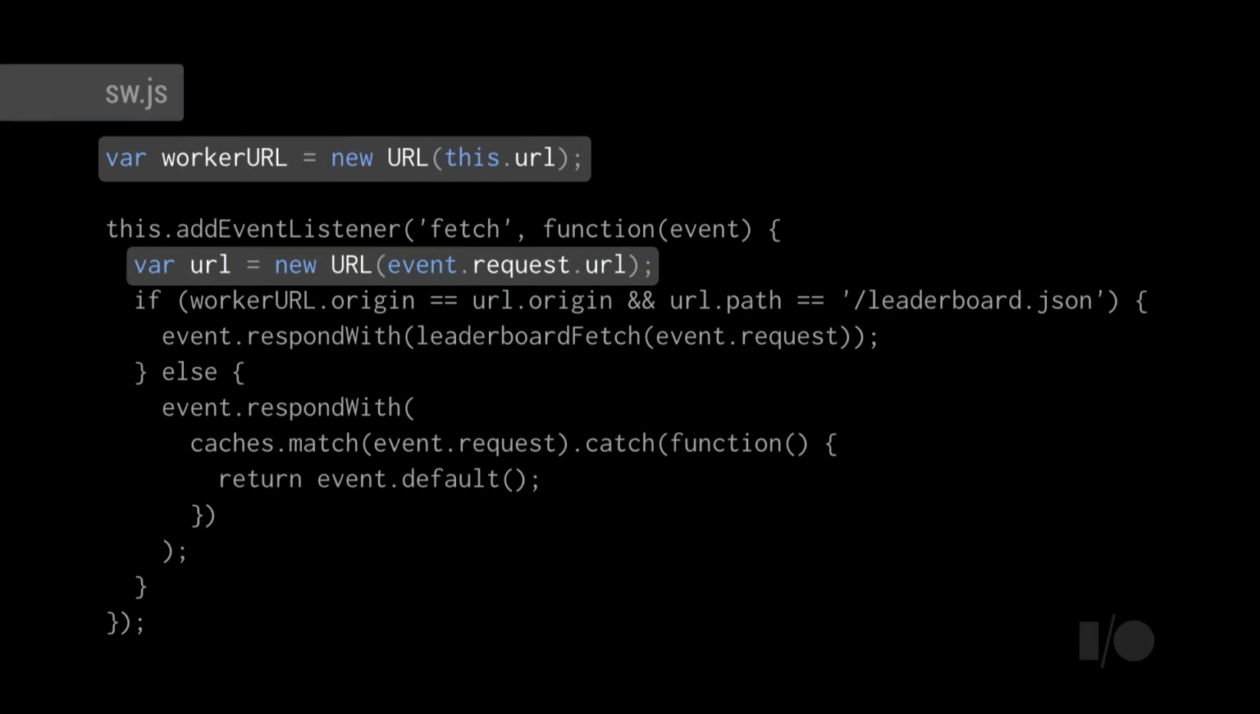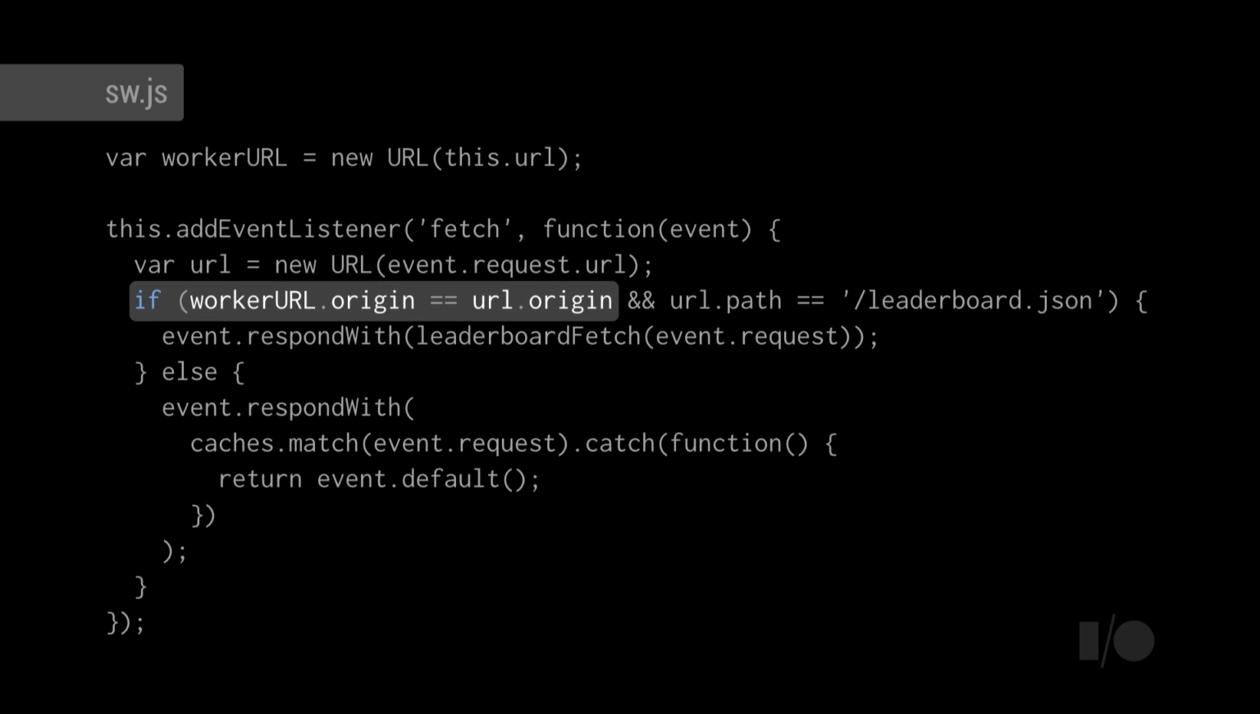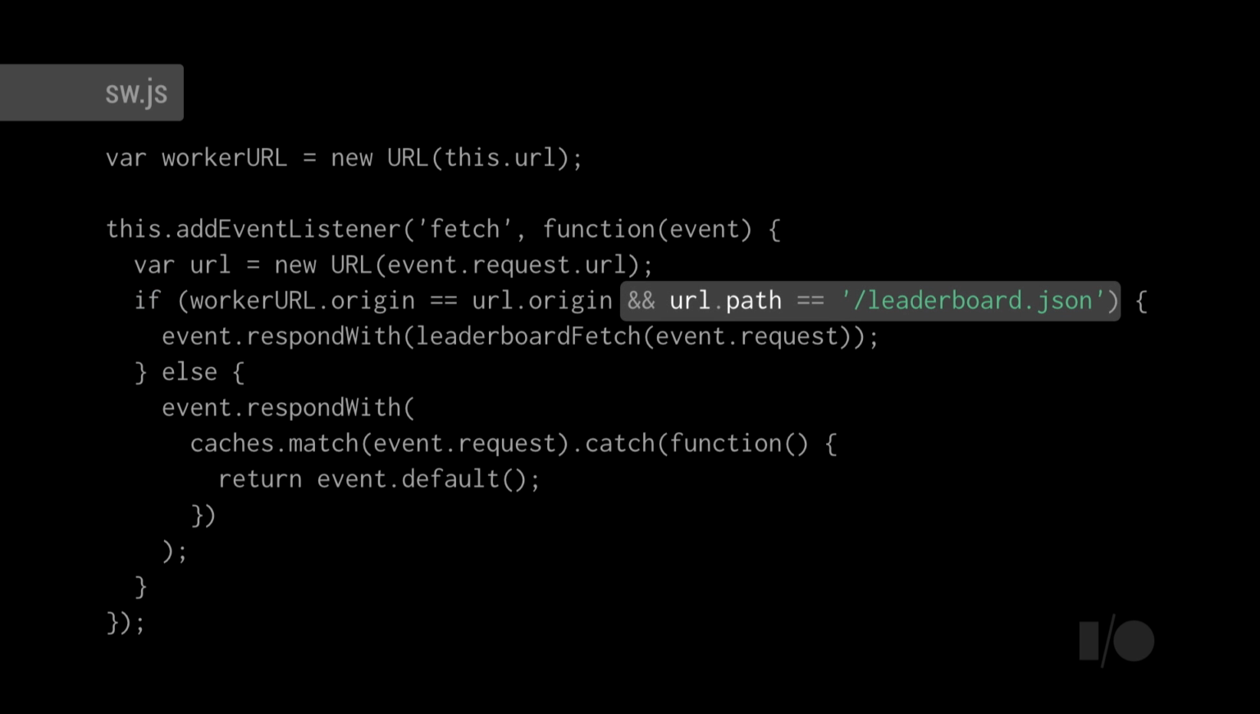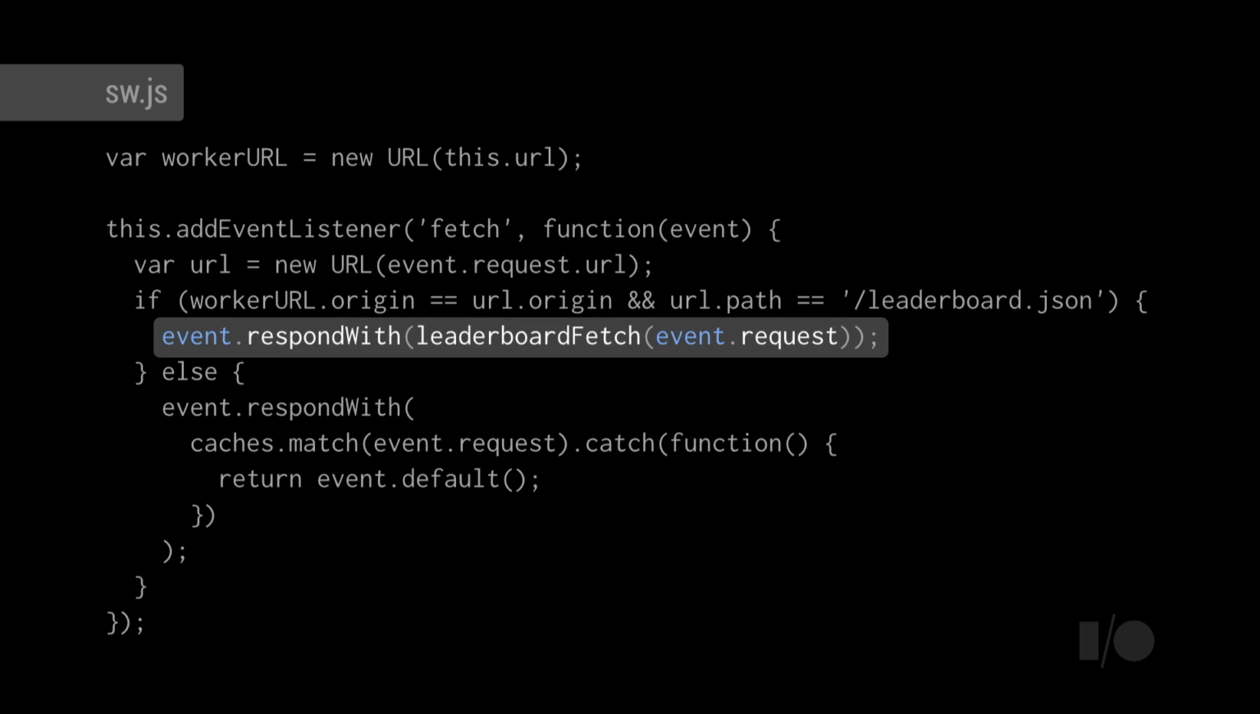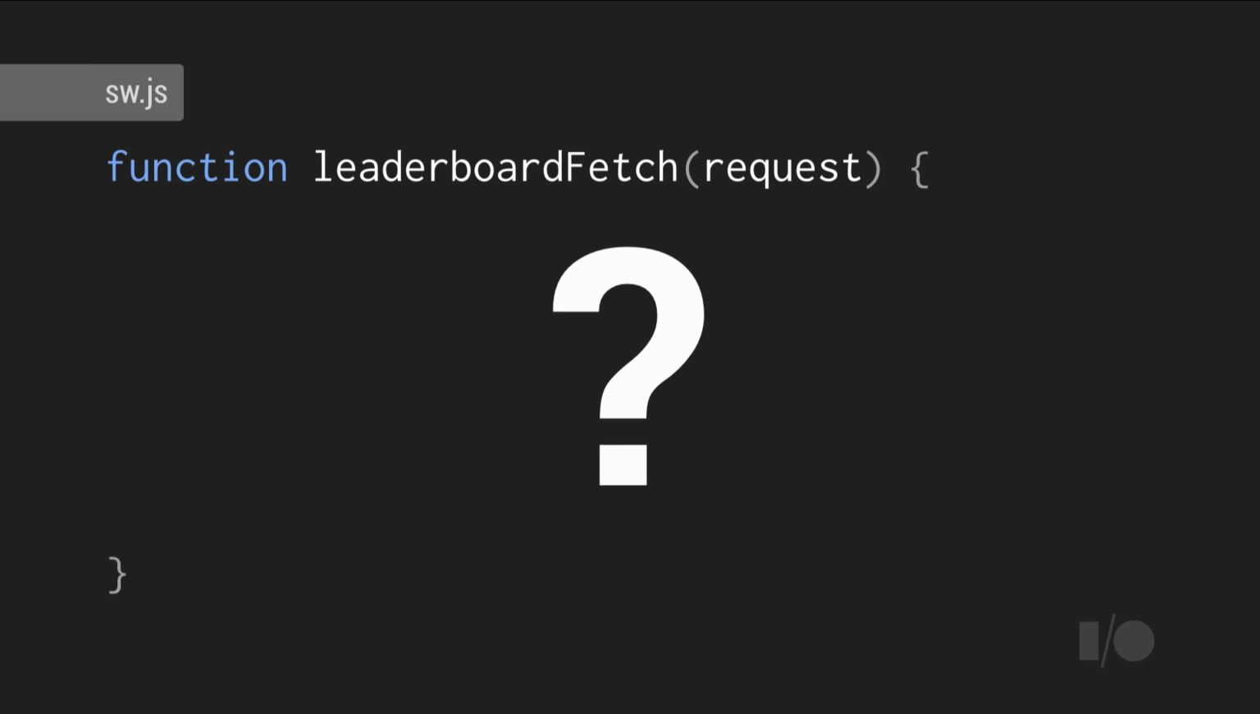First, we're going to parse the URL from the service worker and the URL from the request. The URL constructor that you're looking at there is fairly new in the web platform, but it breaks up URLs into their component parts. So no more nasty string munging to try to match a URL. If the request URL is to the same origin as our service worker, and the path is leaderboard.json, we're going to defer handling to some other method. So what should that method do?